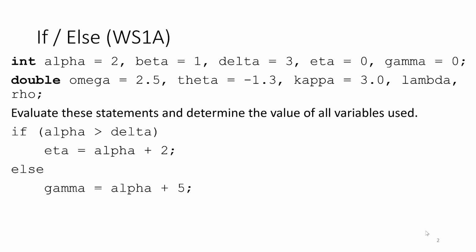For this worked example, we will be looking at if-else statements. We have the declarations of some variables and then the instructions to evaluate the statements and determine the value of all the variables used. The Java statements are: if alpha is greater than delta, then eta is assigned the value alpha plus 2, else gamma is assigned the value alpha plus 5.